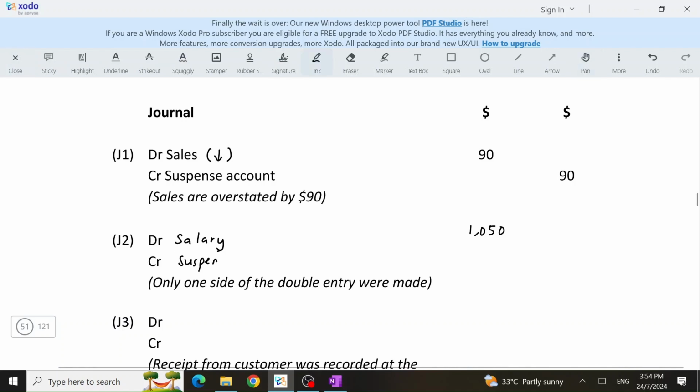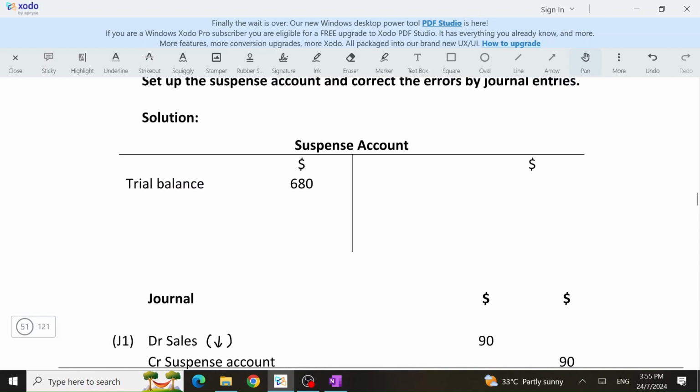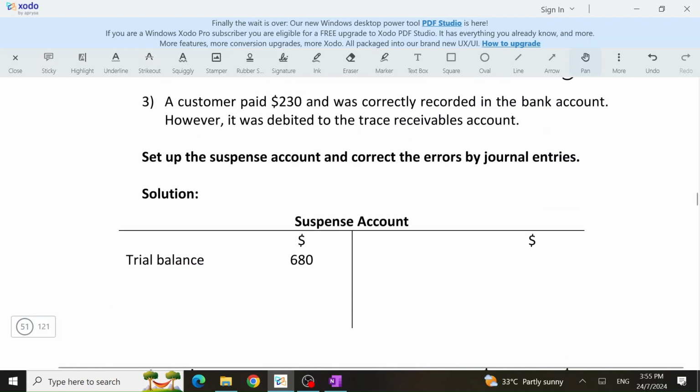I cannot credit bank anymore because I have done that correctly. So I will go to my suspense account 1050. So you can put there only one side of the double entry was made, or you can put error of omission, single entry was made. Okay, any description is okay. All right, number 3, a customer paid 230 and it was correctly recorded in the bank account. Now, let me ask you, customer pays you, debit bank or credit bank?